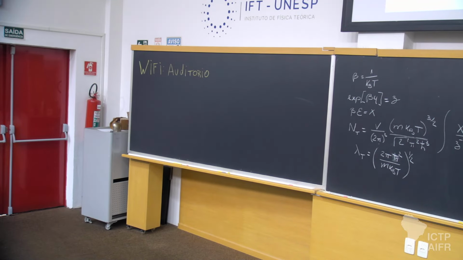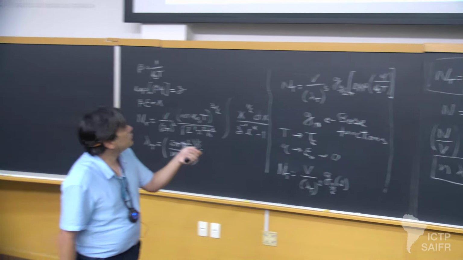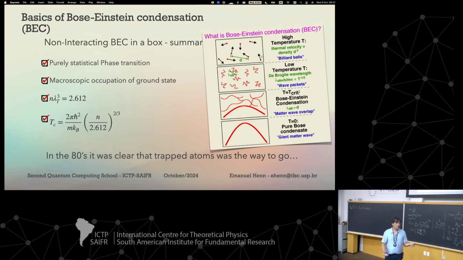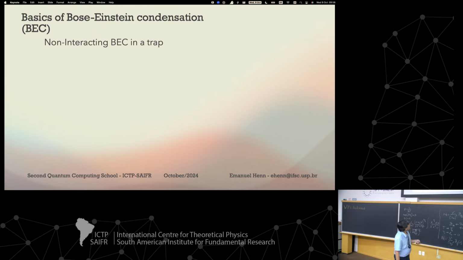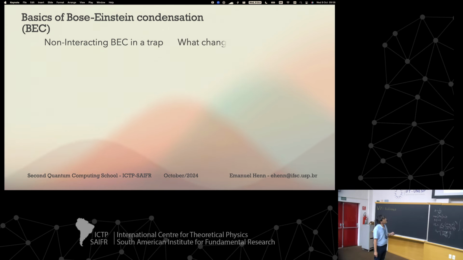I have a second part. It became clear that to really do it in a gas, we had to trap them. We had to create boxes. Restrict the atoms in a volume and treat this problem to understand what's happening in a trap. So this is what we do now. So we treat the non-interacting BEC in a trap, and this has been solved.